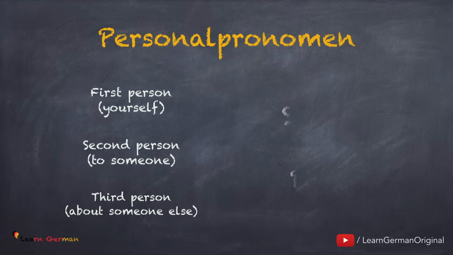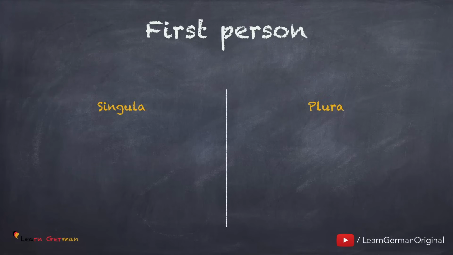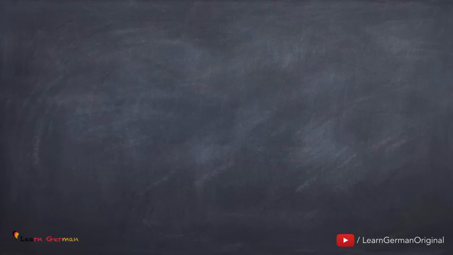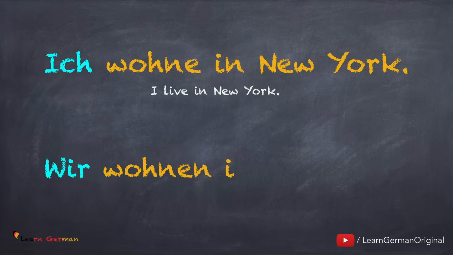Let's look at the first set of pronouns in first person. In singular, we use ich, and in plural, we use wir. Here are two examples. Ich wohne in New York. Here I'm talking just about myself.